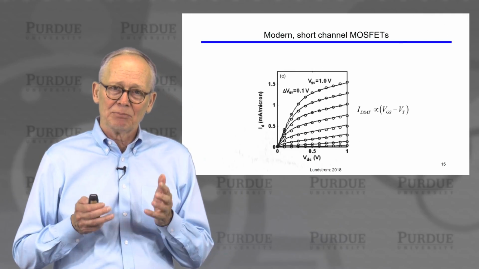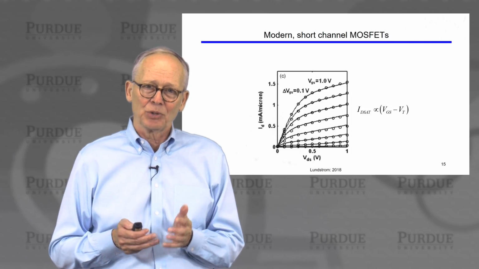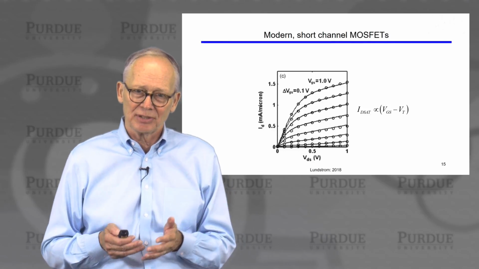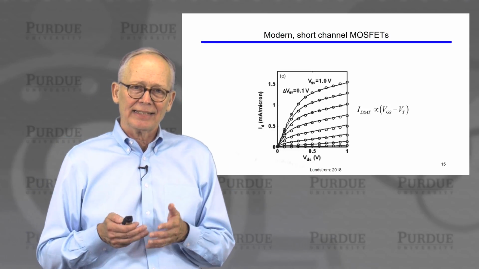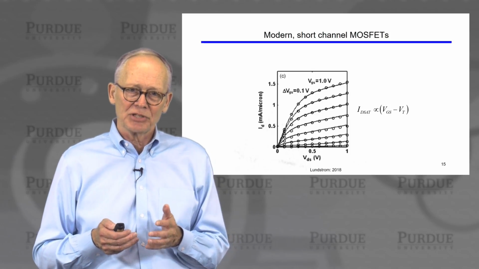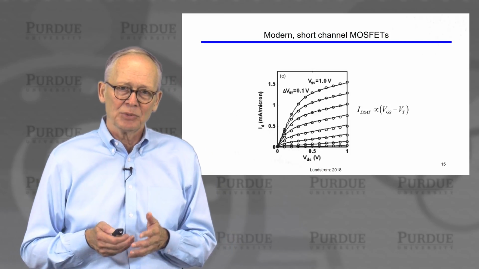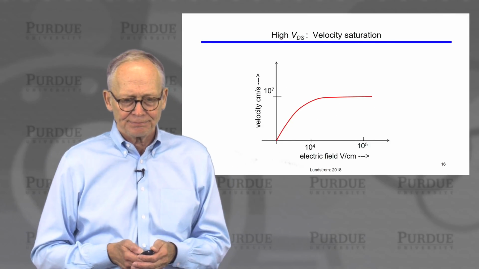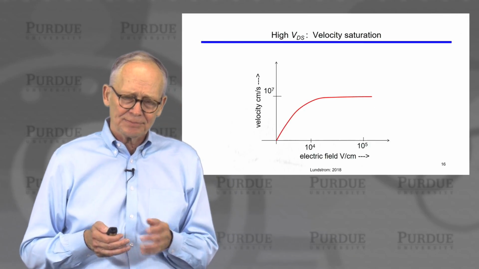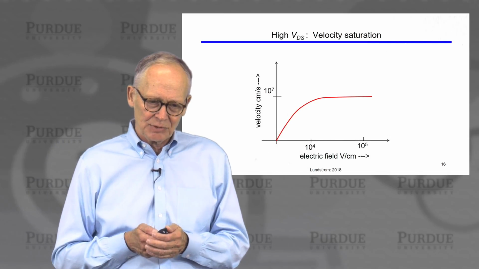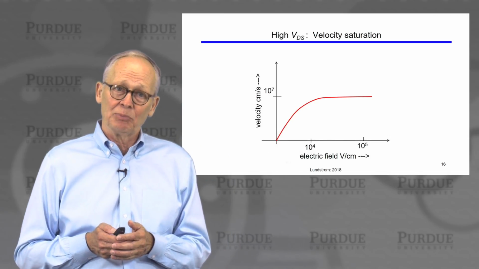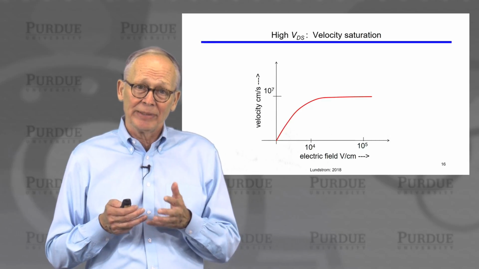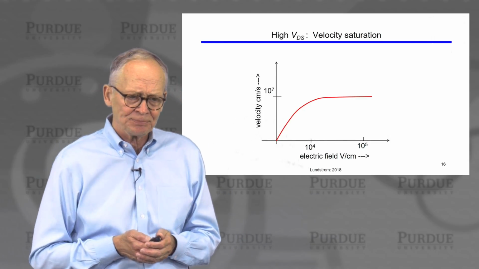Now, if we look at modern transistors, they're not square law devices. They behave much differently. The current in the saturation regime increases linearly with VGS minus VT. You know, what's going on here? Well, we can get a hint, and this is the explanation that people came up with in the 1970s when they began to observe these characteristics.